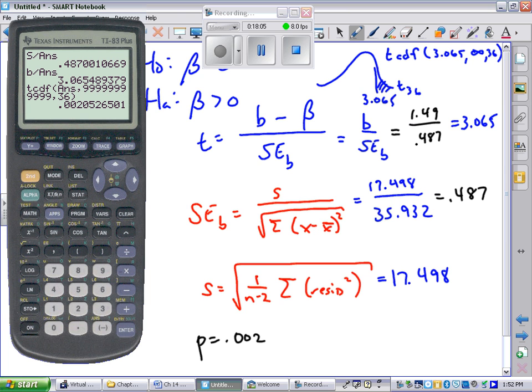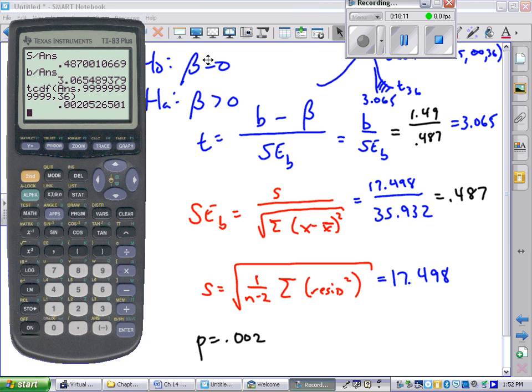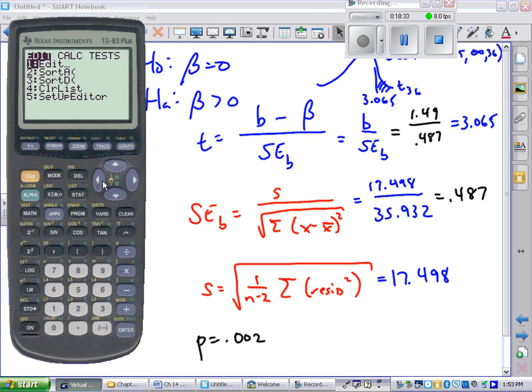So what do I do? I reject H0 in favor of HA. I decide that I no longer believe that there's no linear relationship, but I now believe there's a positive linear relationship between crying and IQ. I haven't gone through all the conditions and all that. I'll do that with you on Monday, but I want to show you one last thing before the end of the class here. Stat, test, LinRegTTest.